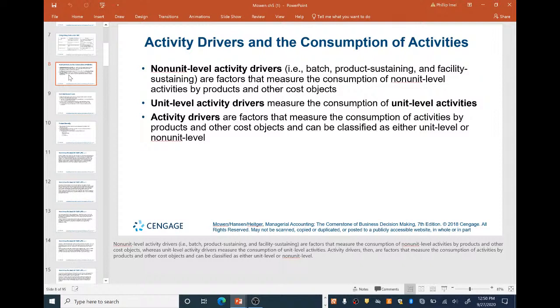And then lastly, the activity drivers. The activity drivers are the factors that actually measure the consumption of these activities by the products and other cost objects, and can ultimately be classified as either unit level or non-unit level. So once again, these activity drivers have an effect with both the unit level activity drivers and the non-unit level activity drivers here. Both ones previously mentioned have some type of relationship with this activity driver.